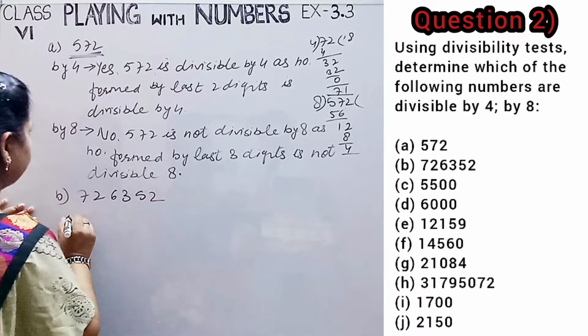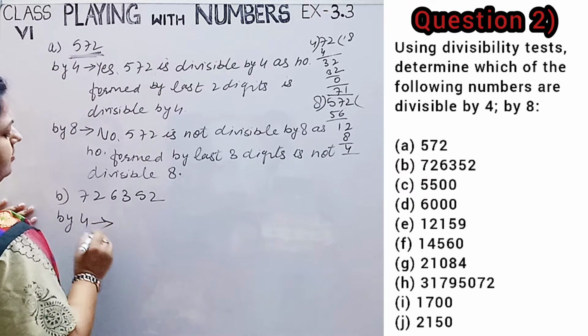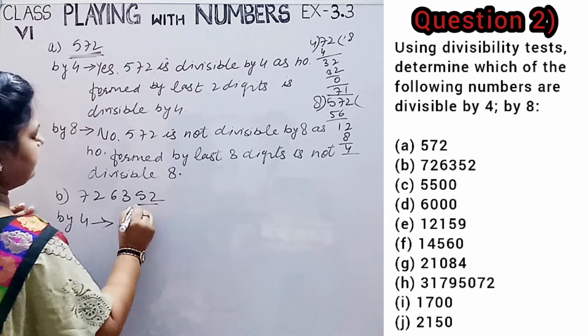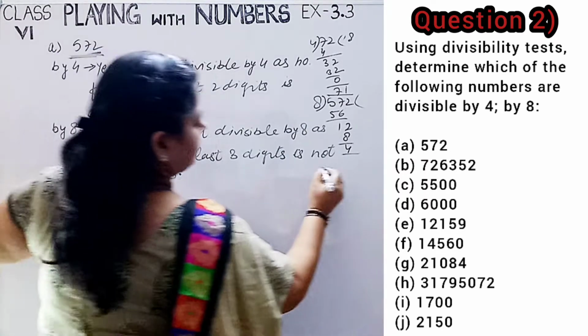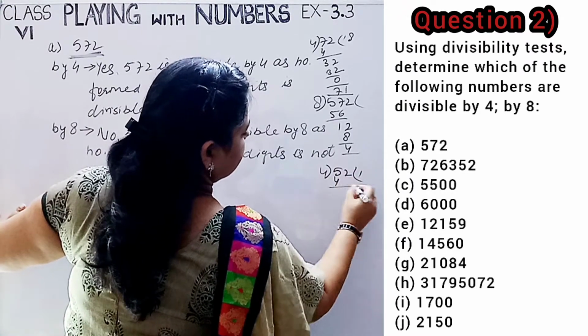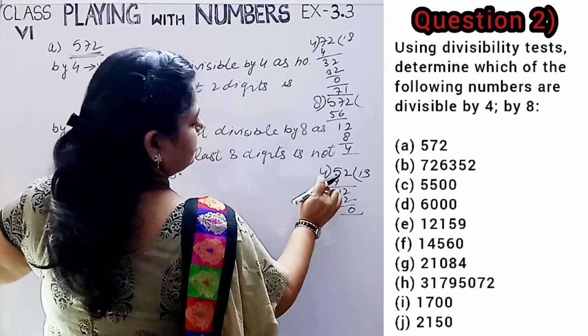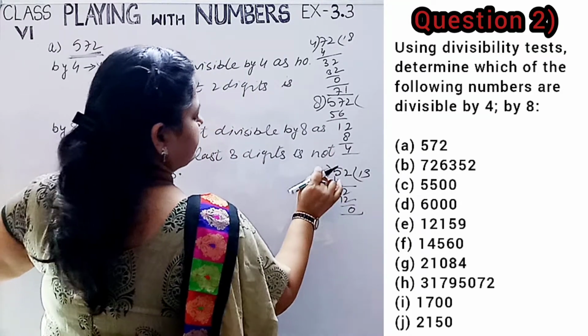Now B part. B part is 7,26,352. Now first by 4. So last two digits of this given number is 52. So first we divide 52 by 4. 4 ones are 4. 4 threes are 12. So we got 0 here. It means 52 is exactly divisible by 4.